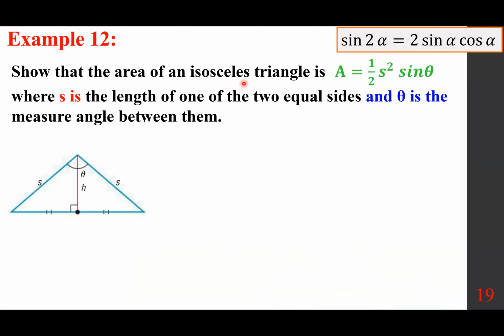Show that the area of an isosceles triangle is A equals 1/2 s squared sine theta, where s is the length of one of the two equal sides, and theta is the measure of angle between them. So this is s, this is s, this is h, this is the total angle theta in between. So we start with the area equals half of base times the height. All we have to do, calculate the base, calculate the height, and put it here.